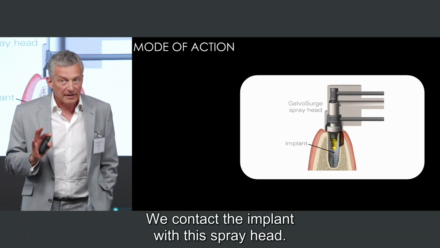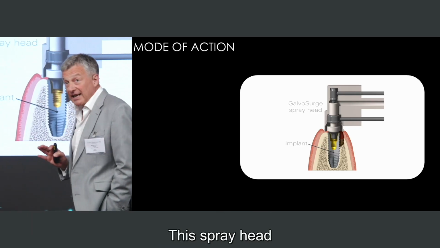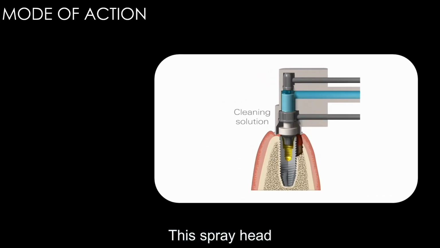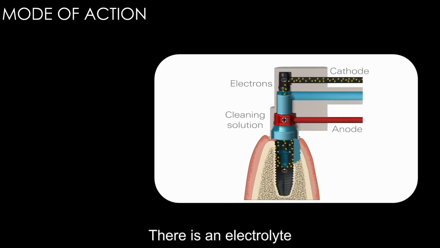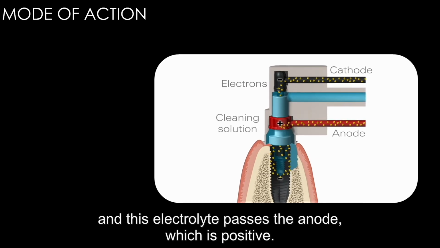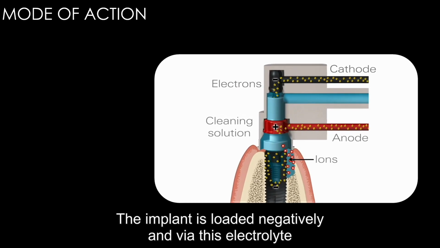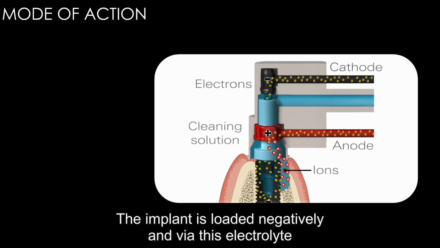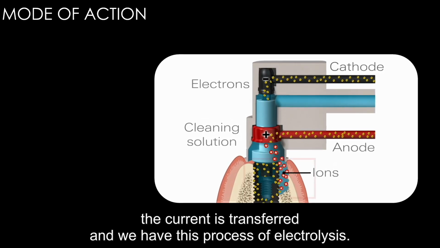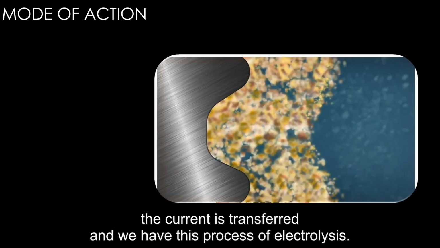We contact the implant with this spray head. This spray head conducts the electrolytic load. There is an electrolyte, and this electrolyte passes the anode, which is positive. The implant is loaded negatively, and via this electrolyte, the current is transferred, and we have this process of electrolysis.